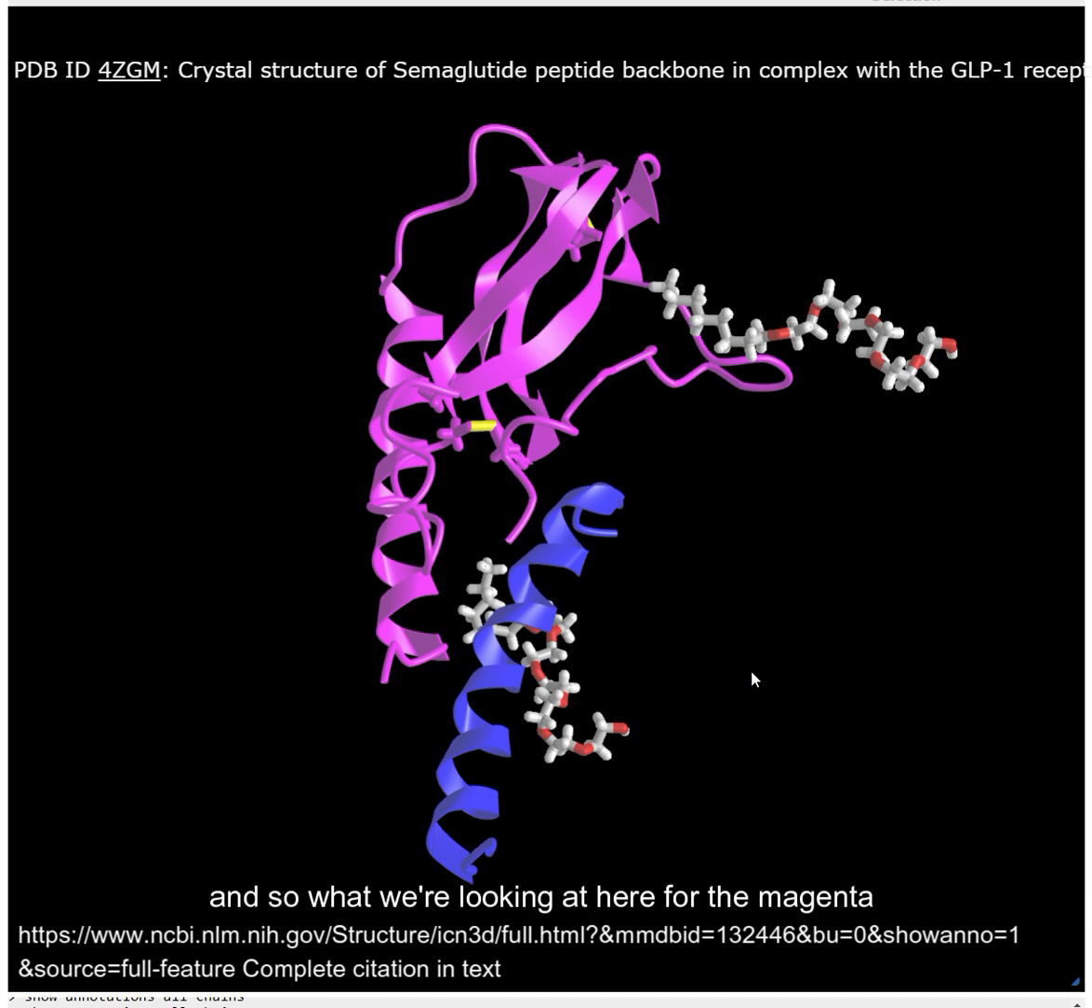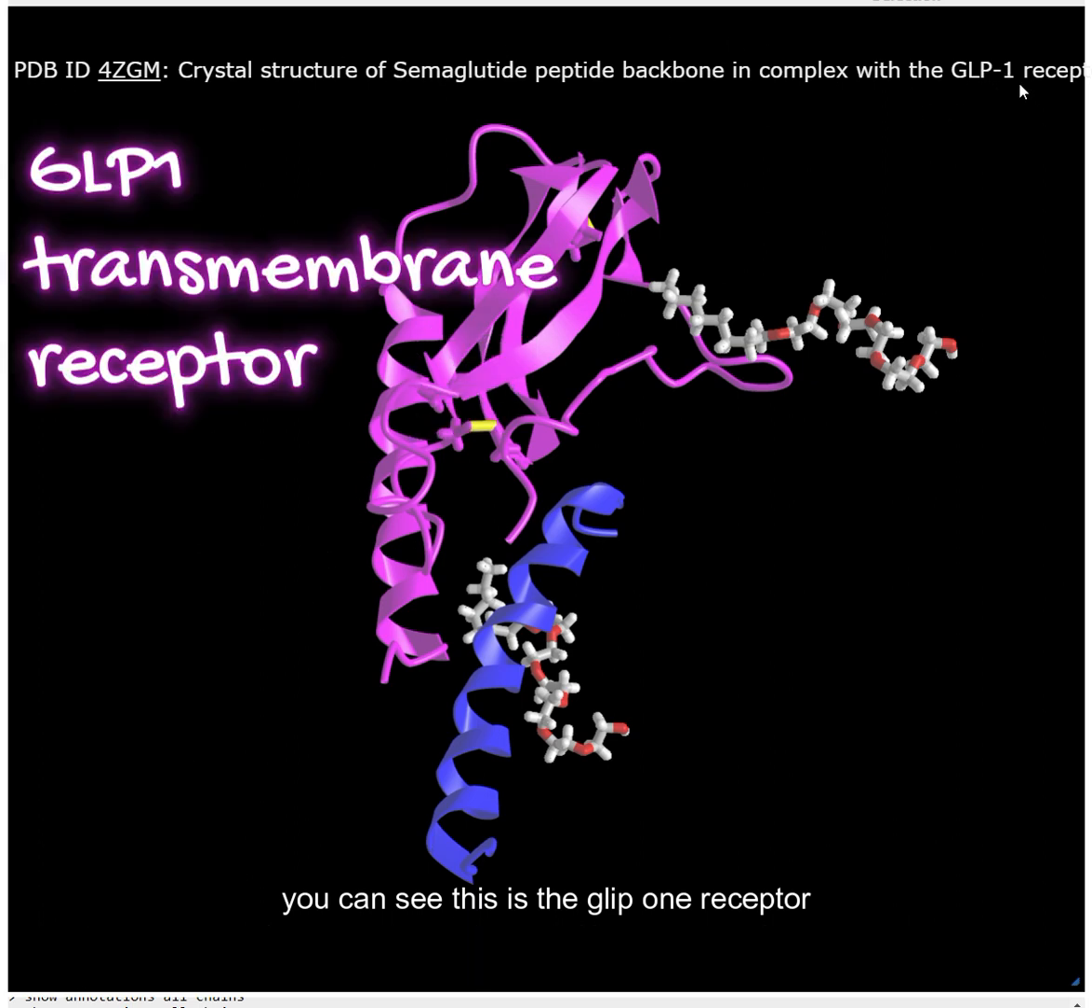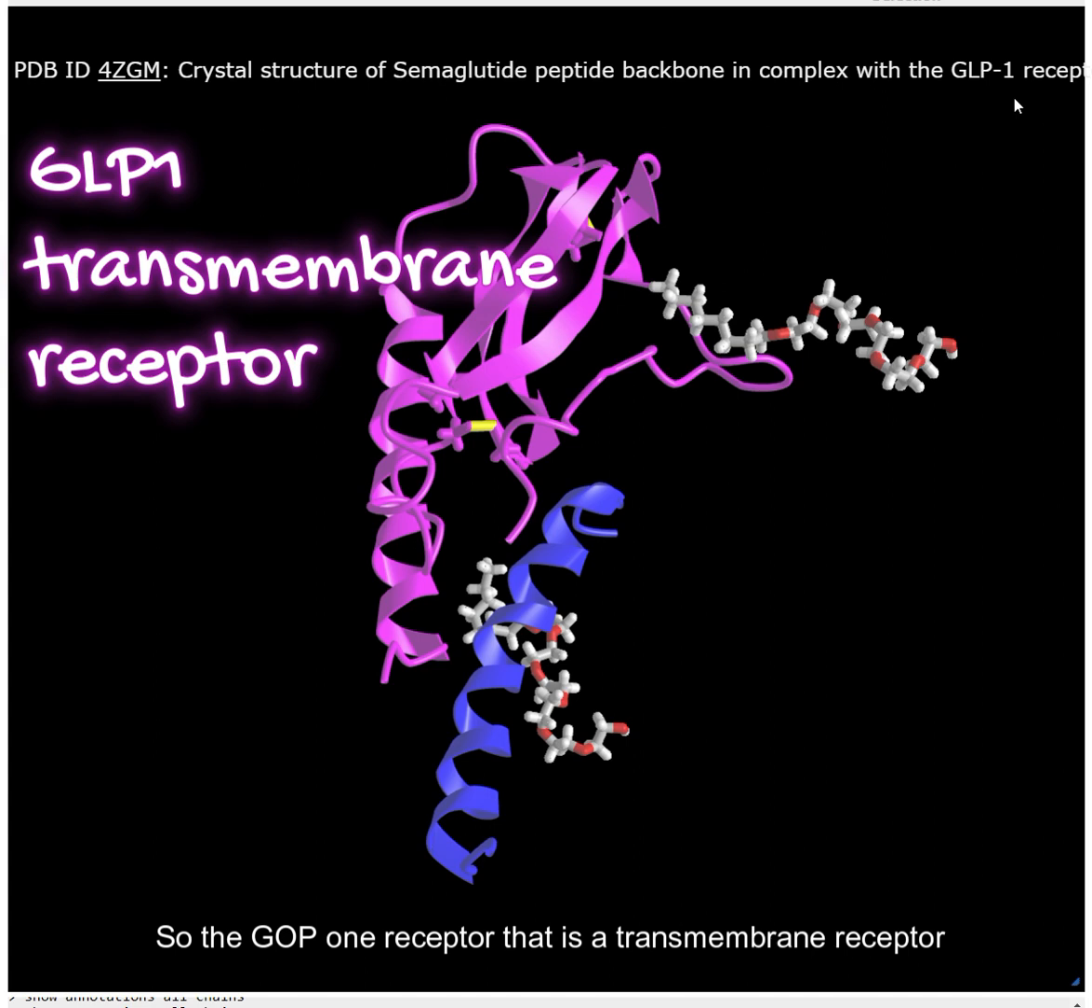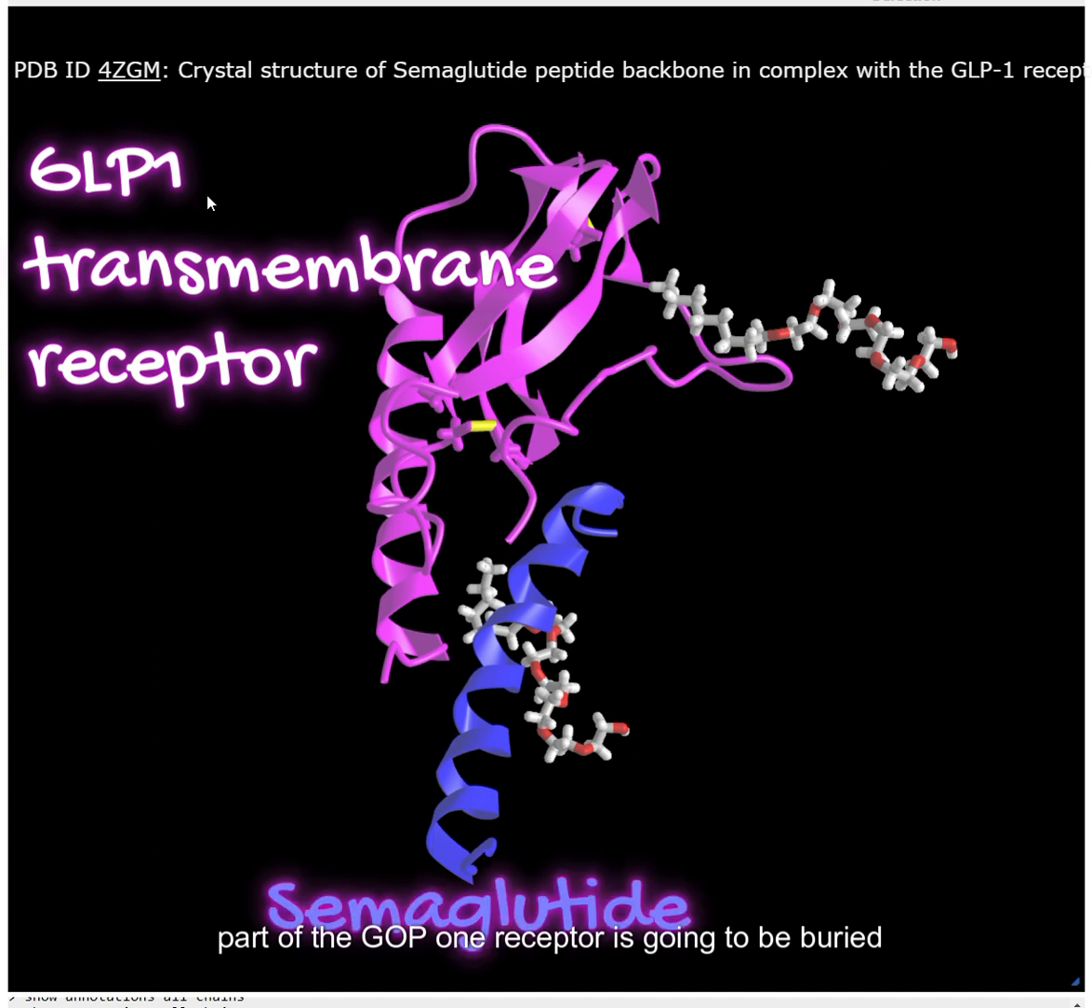And so what we're looking at here, the magenta, you can see this is the GLP1 receptor. The GLP1 receptor is a transmembrane receptor. Part of the GLP1 receptor is going to be buried within the cell membrane. The purple or bluish area is the semaglutide peptide backbone. So this is the semaglutide peptide backbone.